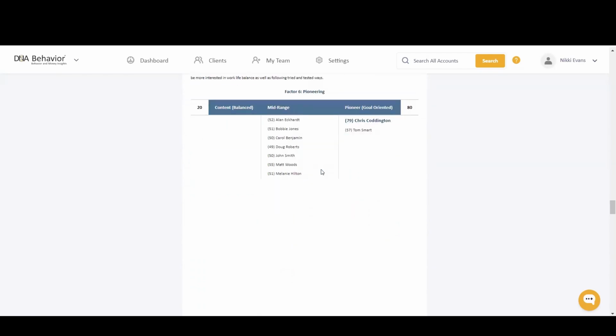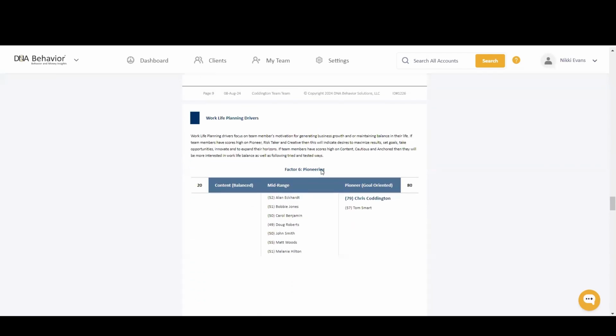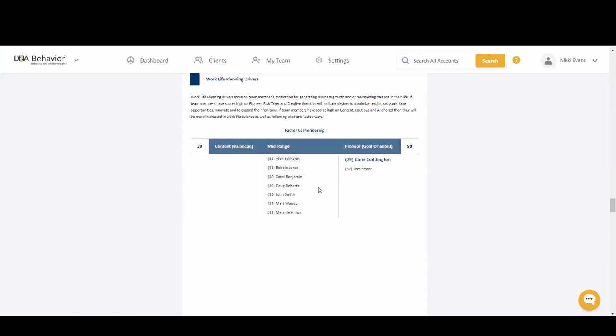And then as you continue to look at how they maintain balance and generate growth in business, this is a fairly pioneering team. So you've got everybody in the mid-range or a high pioneer. Really only Doug would fall out on that more content side, and just barely. So this is a very driven team. They're going to be driven to try new things. They're going to be driven to get things done. They probably will be fairly competitive.